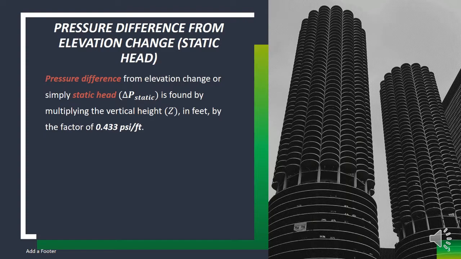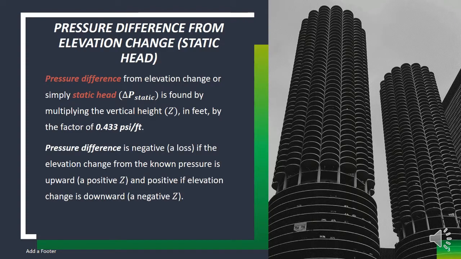Pressure difference from elevation change, or simply static head, is found by multiplying the vertical height z in feet by the factor of 0.433 psi per foot. Pressure difference is negative, and it's a loss, if the elevation change from the known pressure is upward, positive z, and positive if elevation change is downward, a negative z.